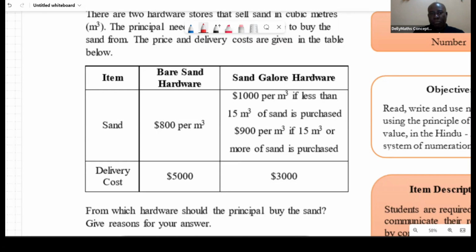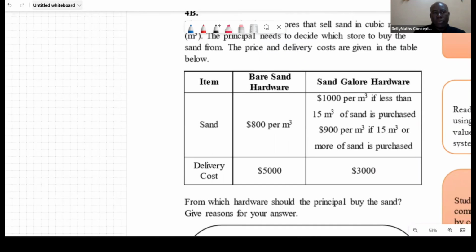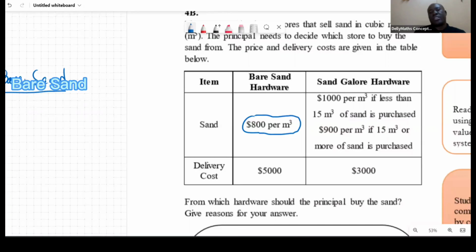So for Beer, we could work out Beer first, and then we go and look at the category for Sand Galore. So let us work out for Beer. So for Beer Sand, I'm going to work Beer Sand right here. For Beer Sand, we're told that it's $800 per cubic meter. All right. So we know that we need 12 cubic meters, right? So then we're talking about we need 12 and it's $800, right?